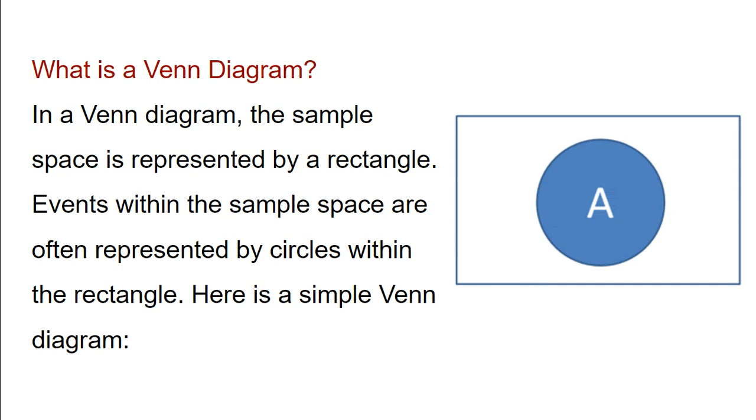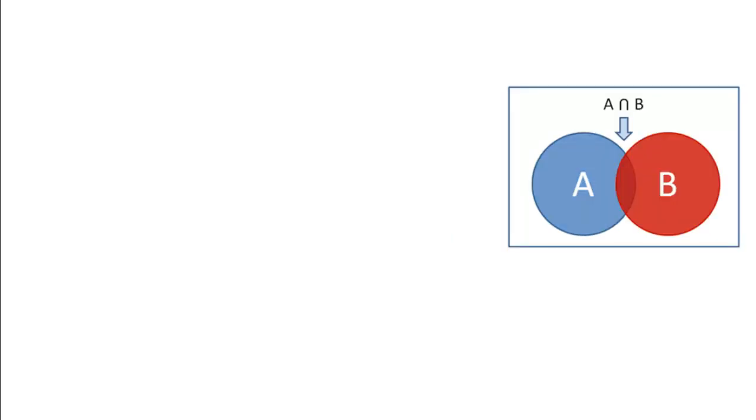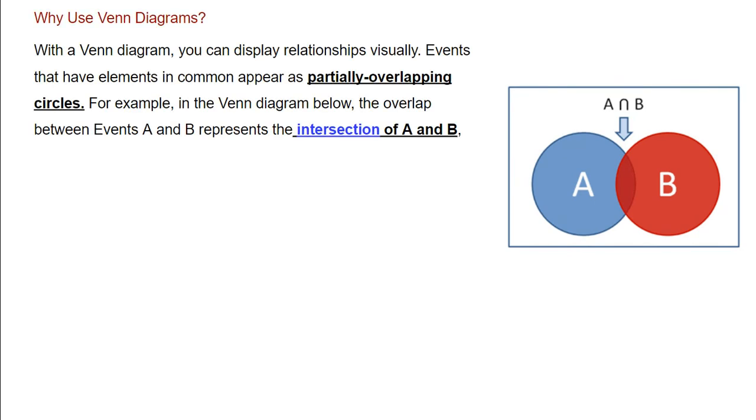So a Venn diagram is a space that's represented by a rectangle that has circles within it. The rectangle represents the universe and the circles represent subsets within the universe. So for example, you usually have two circles within the Venn diagram. Their intersection is where they cross. So that is the partially overlapping piece in the middle.